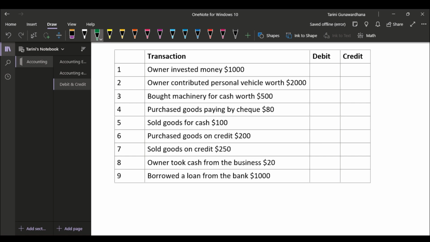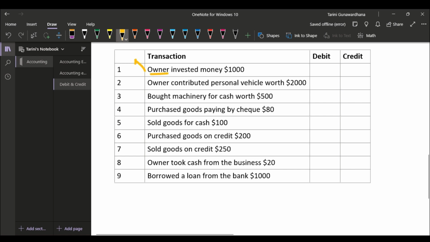Here we have some questions. When we get questions like this, the first step is to understand the accounts involved. Is it capital? Is it cash? Is it a motor vehicle? Likewise. Second step is to understand the category that each account falls under. And then to see if it has been an increase or decrease. Then we will be able to easily classify what account is debited and what is credited.